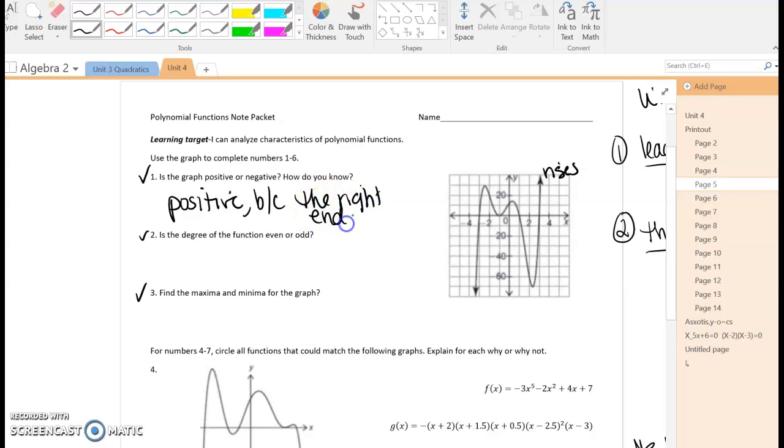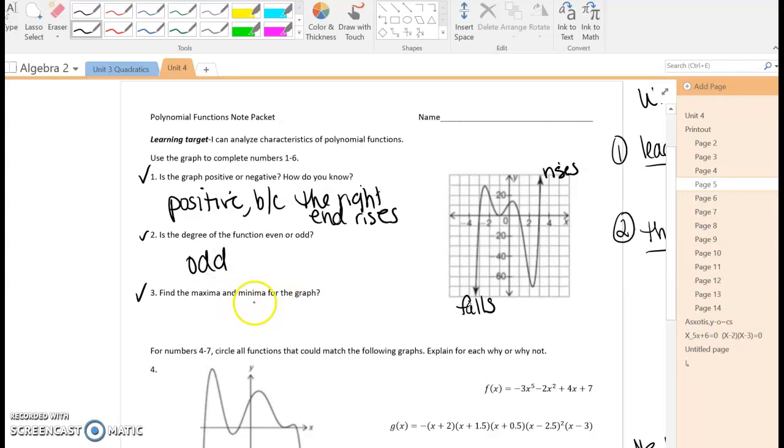And the second question is, is the degree of the function even or odd? And so we know that we can tell whether or not the function is even or odd based on both ends. So if the function were even, the two ends would be doing the same thing. So if the left end was also rising, this would be an even function. But since the left end falls, this is actually considered an odd function.